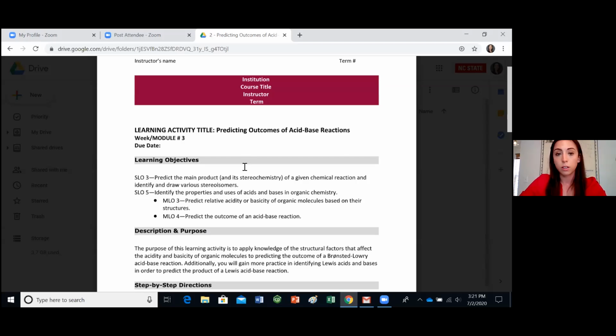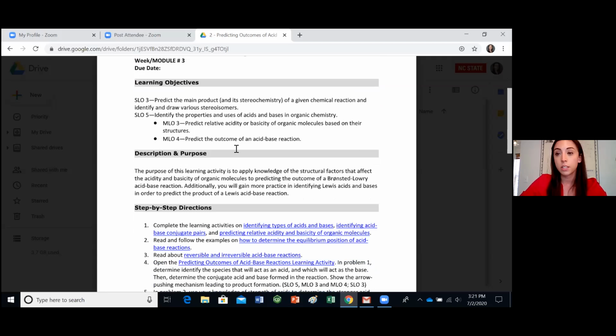For this learning activity, we're looking at predicting the outcomes of acid-base reactions. In order to get to this, there are 3 other skills that they've really developed. And we see that one of them is directly related to this, right? Predict the relative acidity or basicity of organic molecules based off their structures. And once we can do that, we can actually understand the outcome of these acid-base reactions.